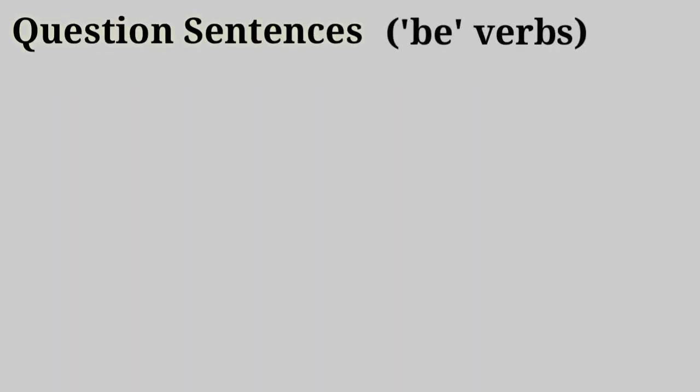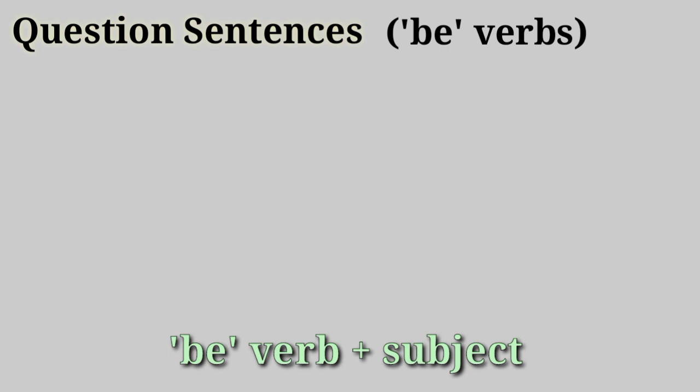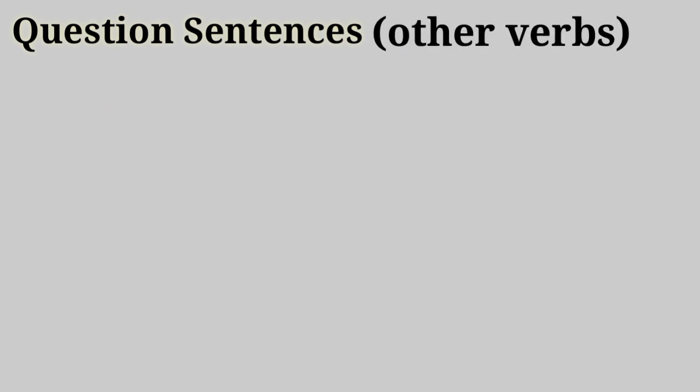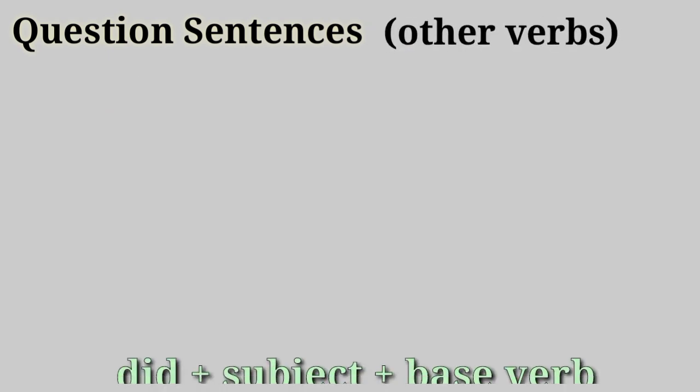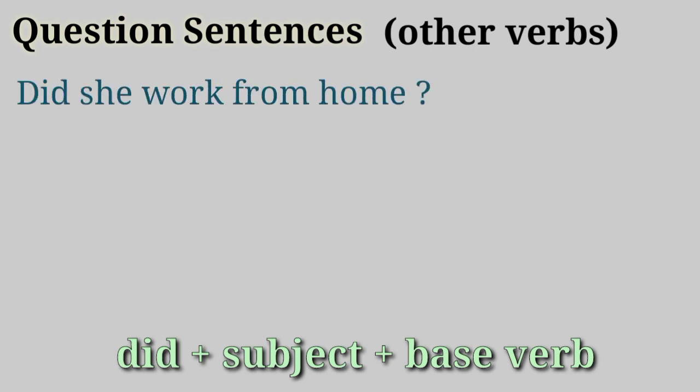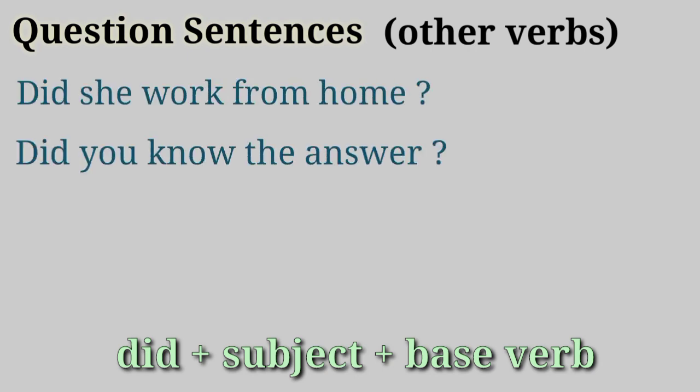Now look at the question sentences. The rule is be verb plus subject. Was he happy? Were they angry? Was she there? For other verbs, the rule is did plus subject plus base verb. Did she work from home? Did you know the answer?